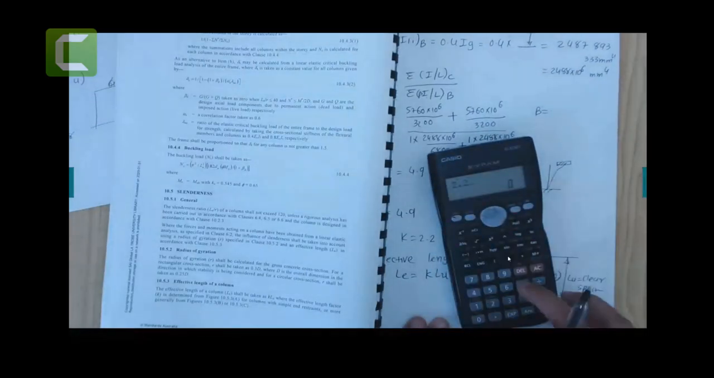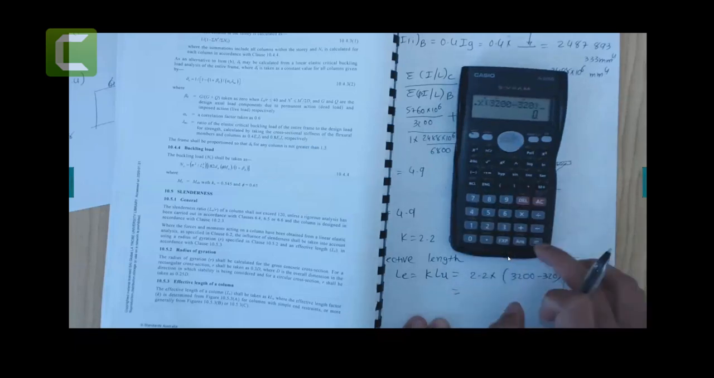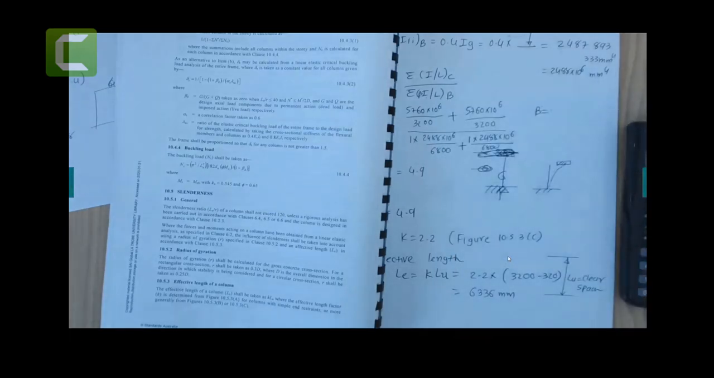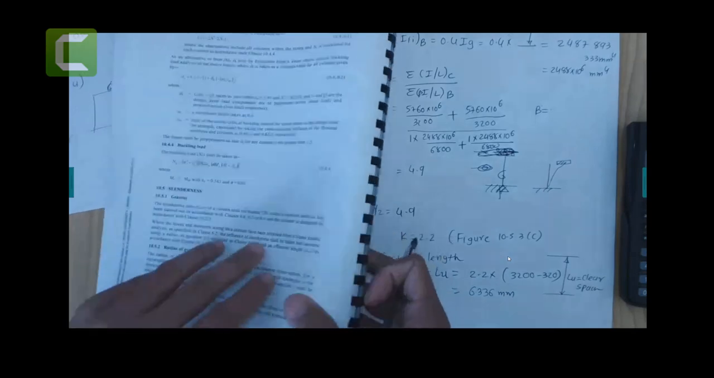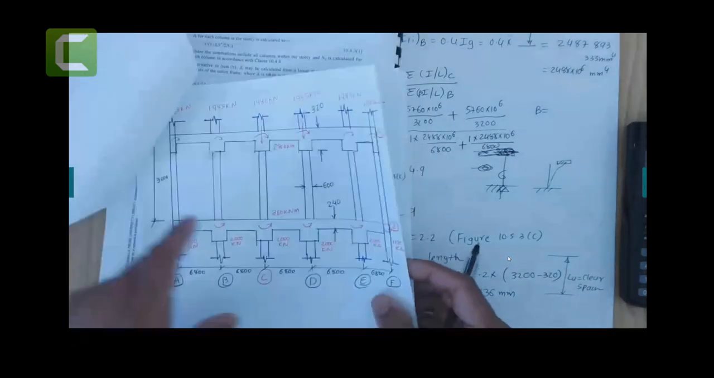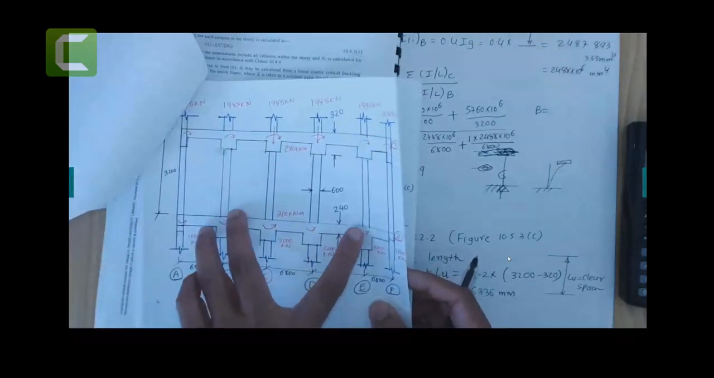So LU, if you just use your calculators, 2.2 times 3200 take away 320 will give me 6336 millimeters as your effective length. Now once you calculate the effective length, these are for your interior columns. Interior columns meaning these are all your interior columns. 1, 2, 3, and 4 are your interior columns.